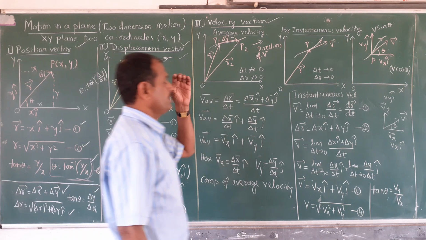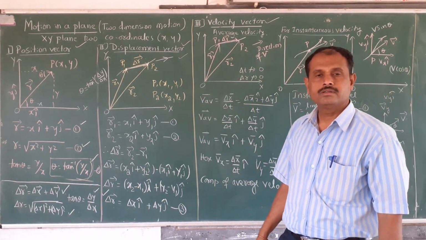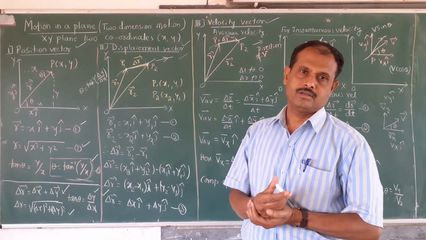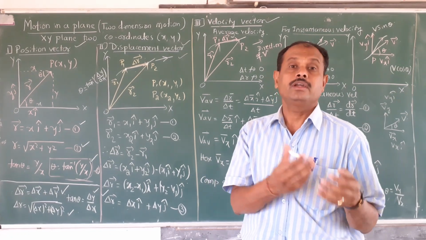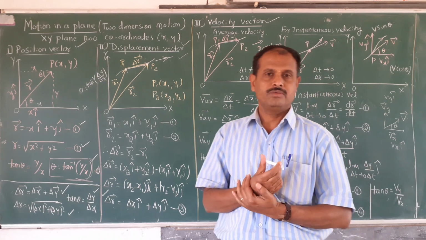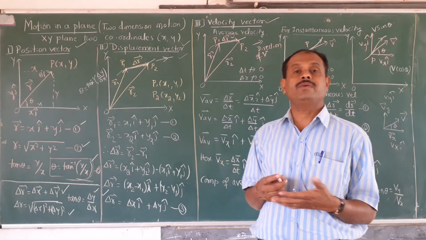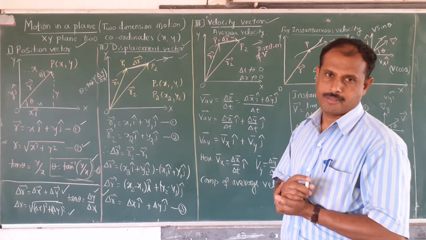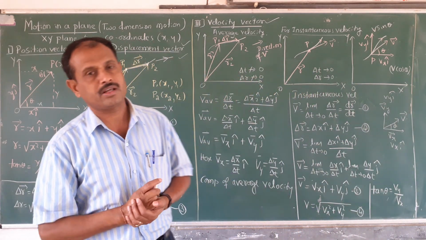Now you come to the velocity vector. When you go to the velocity, there is a change in the displacement with respect to time. It means change in displacement per unit time. This is called velocity. Again, you take the velocity: average velocity and instantaneous velocity. Average velocity is one thing, and instantaneous velocity is another.